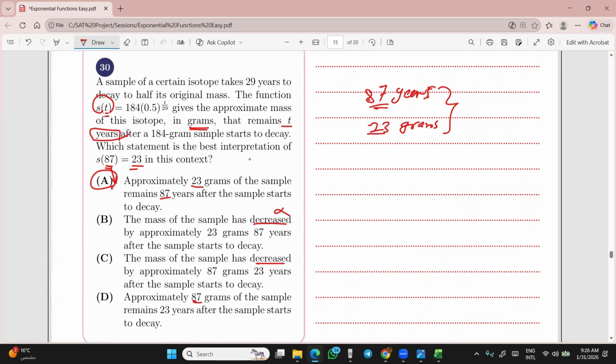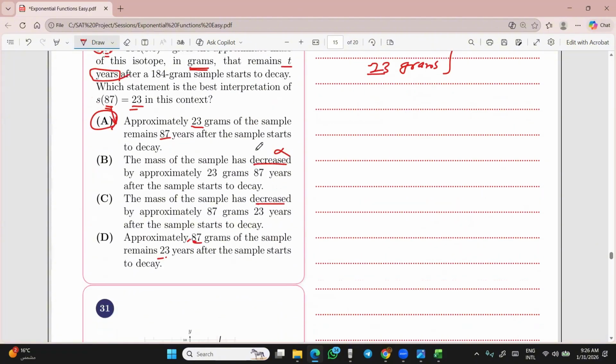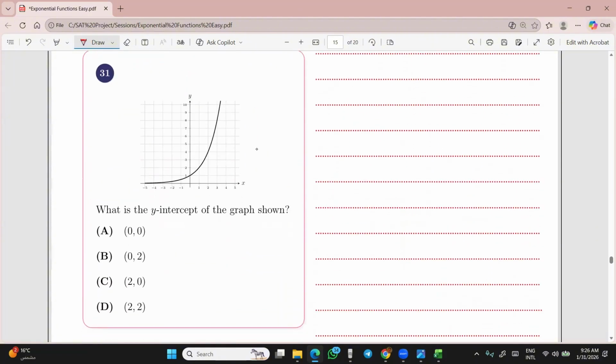Letter D, 87 grams? Of course not. 87 should be years, not grams. And this is the opposite. Letter D is not correct. Here we need to get the y-intercept. Of course, this is 0 and 1.